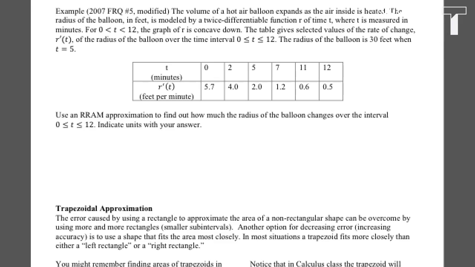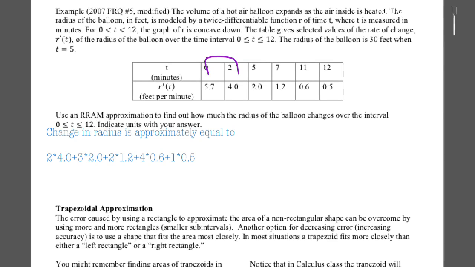And here it doesn't say, so we're going to use the intervals specified in the table. So I'm going to use the interval 0 to 2, the interval 2 to 5, 5 to 7, 7 to 11, 11 to 12. I'll write it up. So here's my answer. This is where this comes from. I have one rectangle that covers 0 to 2, so it's 2 minutes wide, and its height is 4. So 2 times 4 gives me the area of the first rectangle.